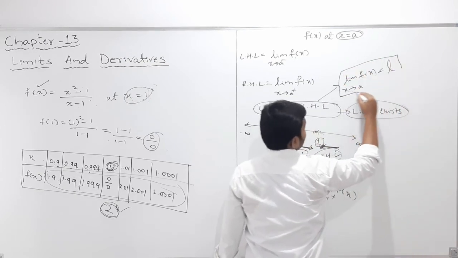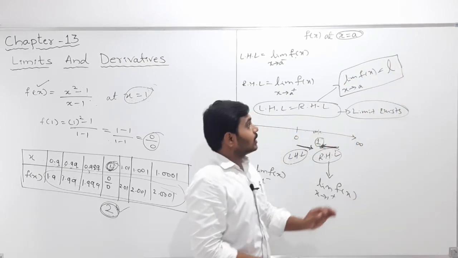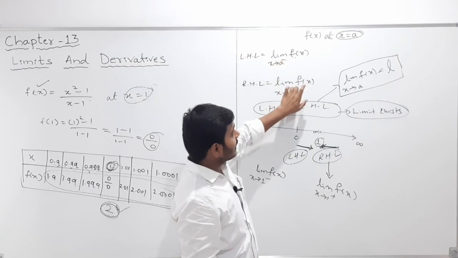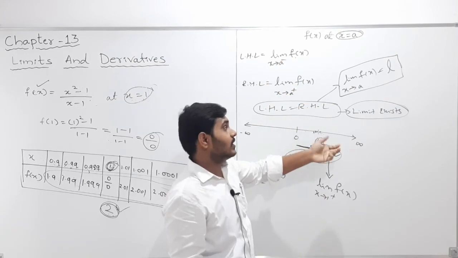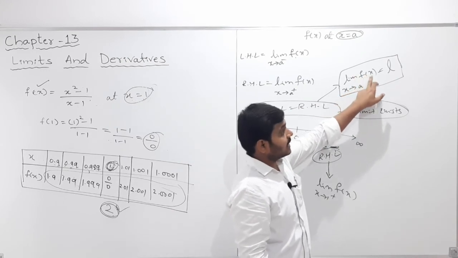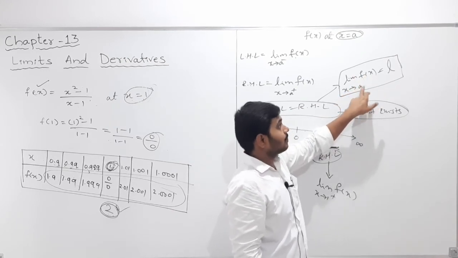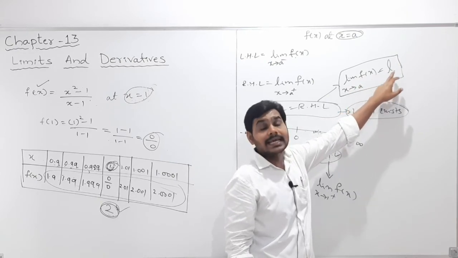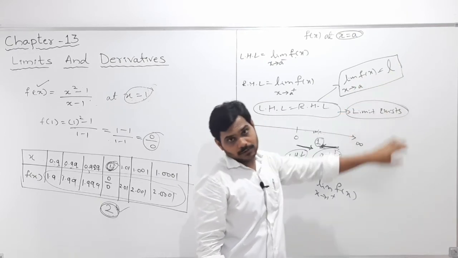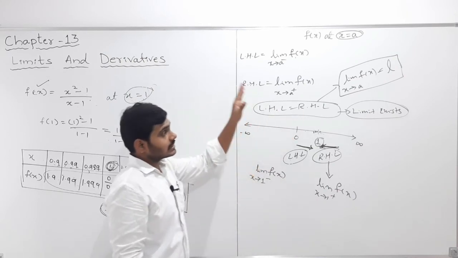We can say, my dear students, if this value is L and this value is also L, it means LHL is equal to RHL, then we can say that the limit of any function f of x at a point a, limit of f of x as x tends to a, is equal to L. L is the limit value. This is the general definition.